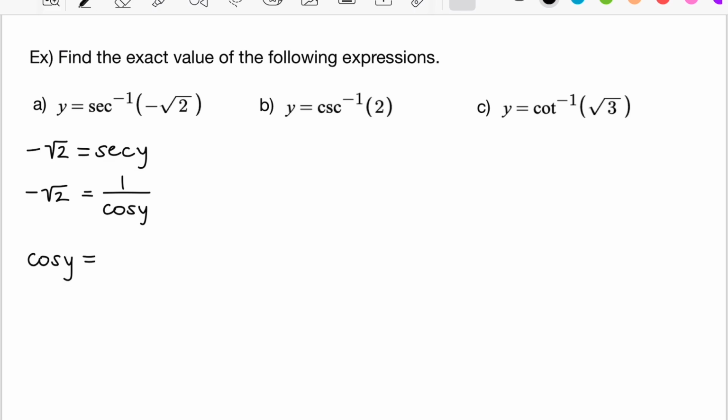We'll see that cosine of y is going to be 1 over minus square root of 2. So what we did was we multiplied by cosine of y on this side and this side. Then to get cosine of y alone, we divided by minus root 2 on both sides.